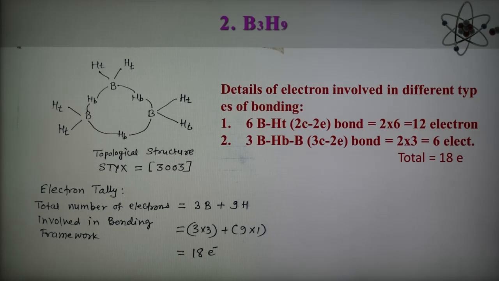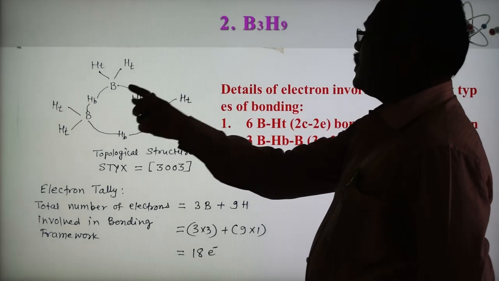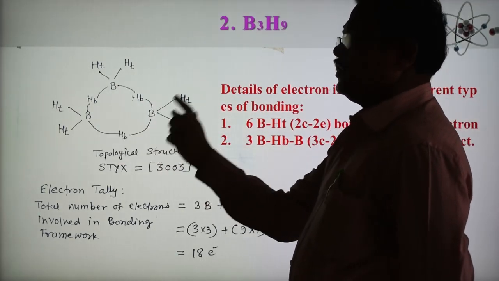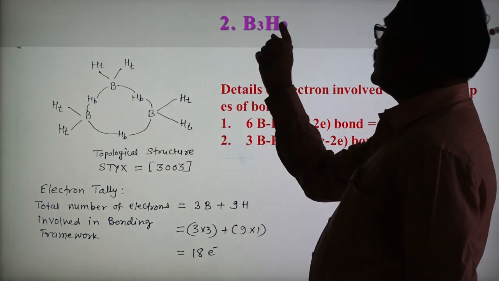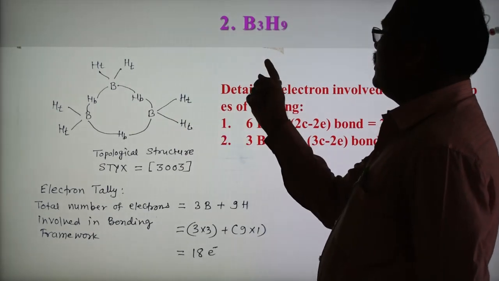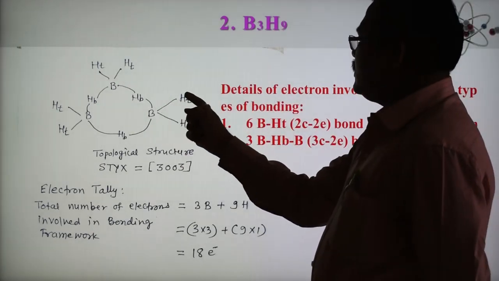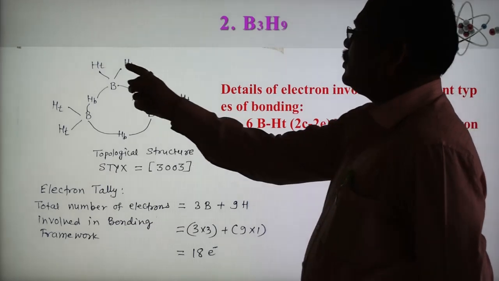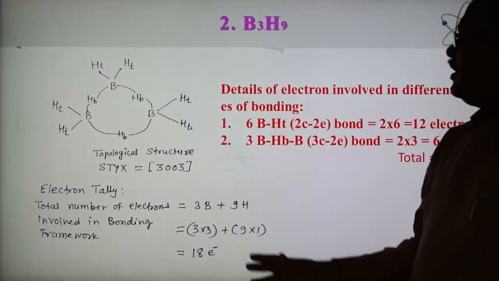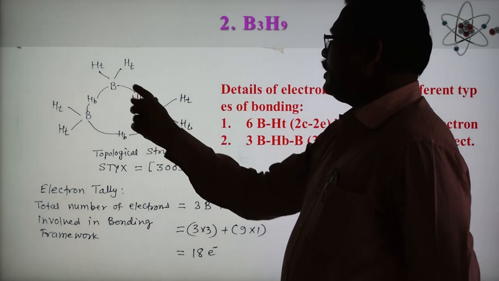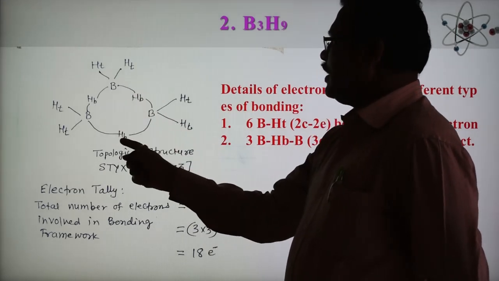The second example is B3H9. In the case of B3H9, the topological structure suggested by Lipscomb is shown here. 3 borons are there, 1, 2, 3, and 9 hydrogens: 6 terminal and 3 bridging. This is terminal hydrogen 1, 2, 3, 4, 5, 6. Between 2 borons there is a bridging hydrogen, 1, 2 and 3.